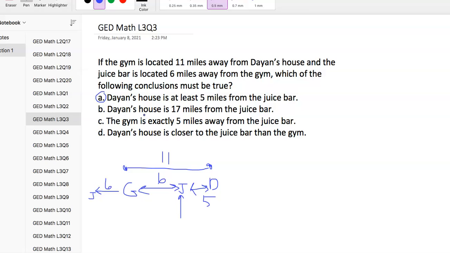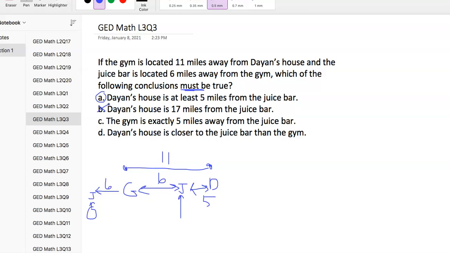Dan's house is 17 miles from the juice bar. Okay, so that could be true, right? But they asked for must be true. Okay, so it could be over here, right? Little baby arrow, 17 miles away, but it also could be 5 miles away. Okay, we don't know, so we don't like that answer. That is not something that must be true.